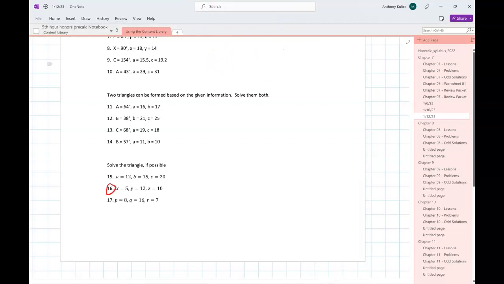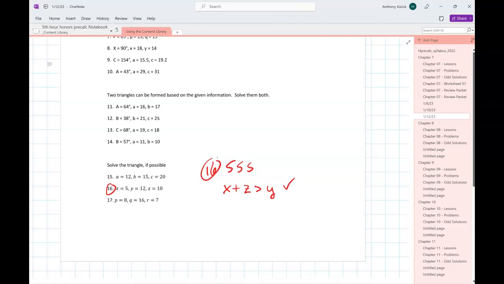So I notice that this is an SSS situation. I can tell that just from the fact that I have no angle measures given. First thing I want to do is make sure that this situation is possible. So I'm going to check that the leg plus leg is greater than the hypotenuse, which it is. We have to be careful with that because not always is the hypotenuse going to be listed last.